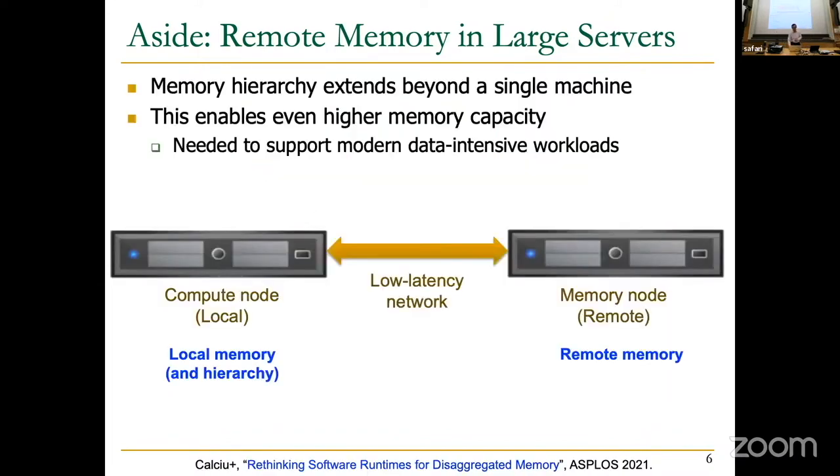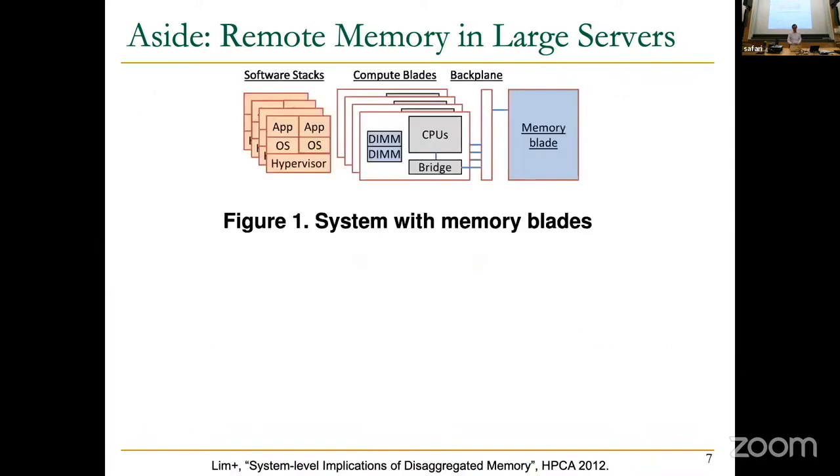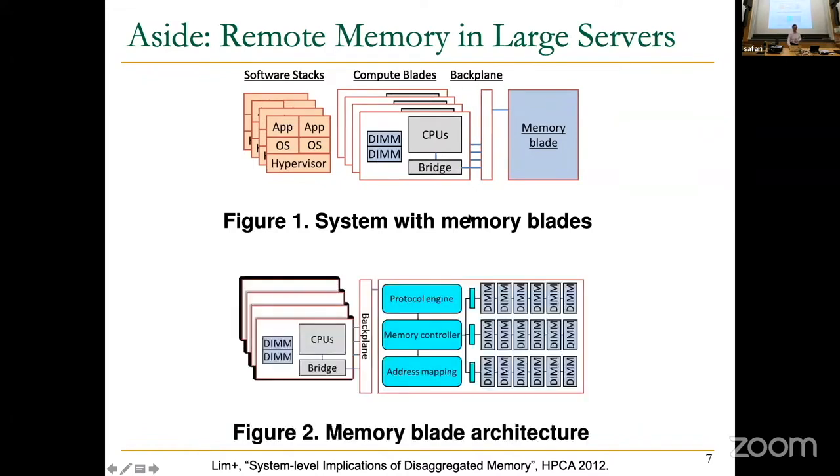So let me give you an example so that you don't think that memory is something that's just local to your machine. This is a system from a paper that was written about 11 years ago, as you can see. This is a system with memory blades. You have some compute blades and you have some memory blades, and they're connected to each other via some network. They call the backplane over here, hopefully a low latency network. And this is what you can see in the memory blades.